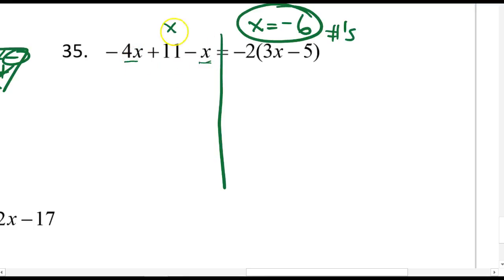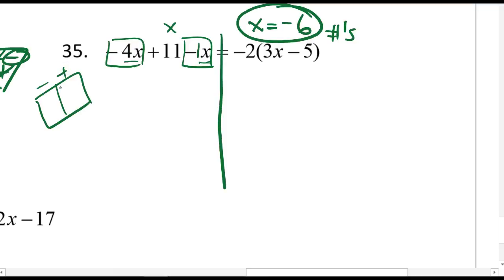Okay, so if you see 3 numbers on one side, and any of them are like terms, combine them first. Okay, so this negative 4x and negative x, remember that there's a 1 there, so this is basically, I'm adding a 4 and a 1, they're both negative in the same box, so it's going to be 5x, but it's negative, because they're both negative, plus 11.